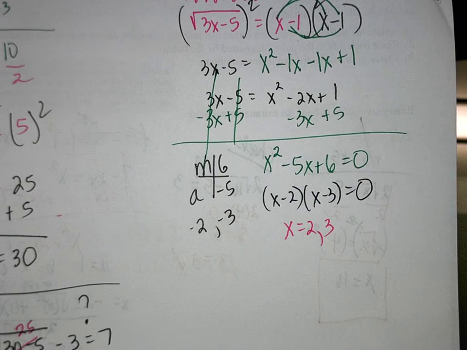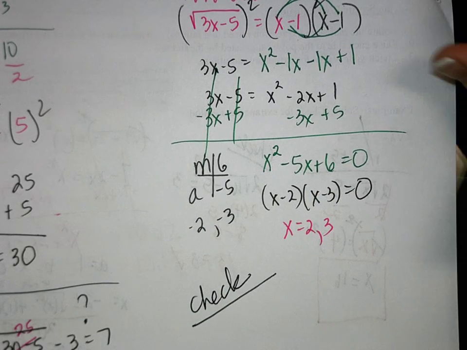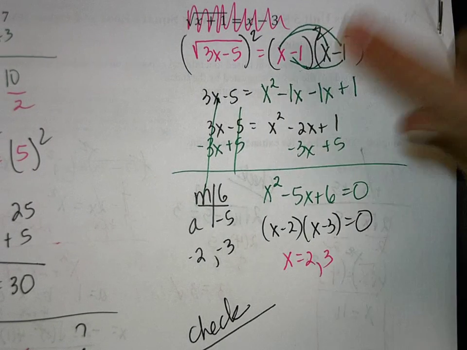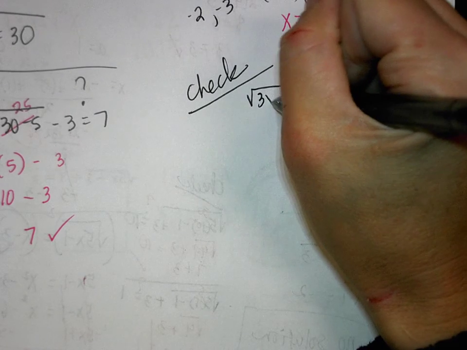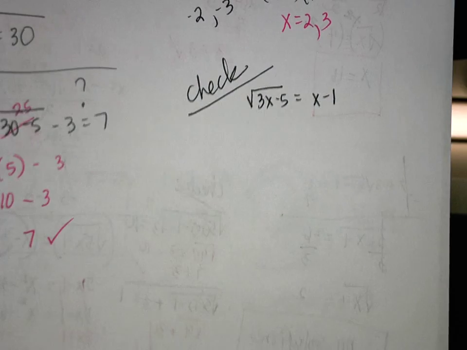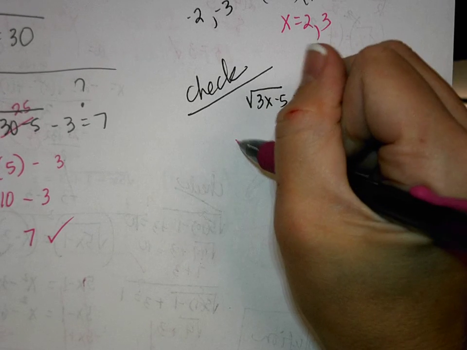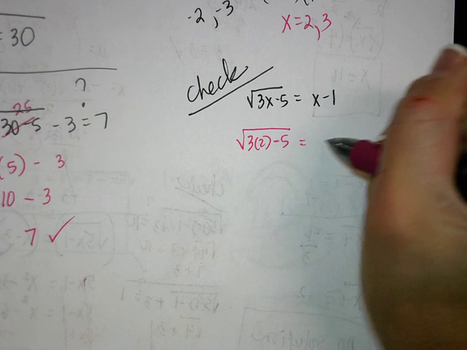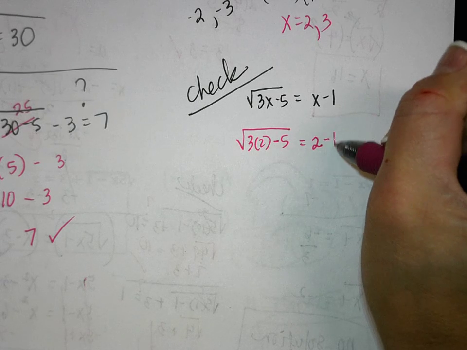So we're going to go ahead and check our work. We're going to plug them back in to our original equation, which is back up here. In fact, I'm just going to write the original equation: square root of 3x minus 5 equals x minus 1. So we're going to plug in 2 and 3. You get the square root of 3 times 2 minus 5 equals 2 minus 1. Am I doing that right?